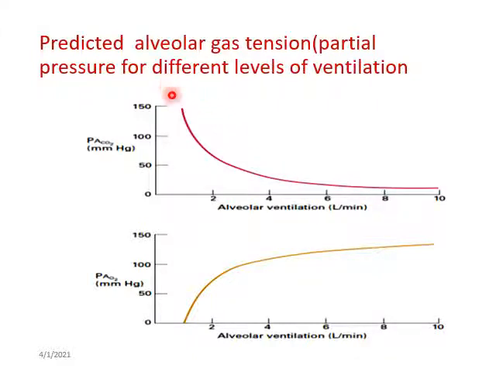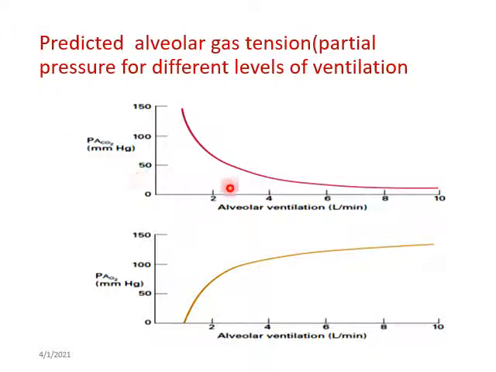Now let me show you the relation between the alveolar ventilation and the gases that we are talking about, particularly CO2. If you look at this curve right here, if you increase the alveolar ventilation, you are going to cause a decline in the alveolar CO2 because you will eliminate more CO2. So increasing ventilation will cause a decline in the partial pressure of CO2 in the alveoli as well as the arterial blood, because at the end of the day, they will equilibrate.